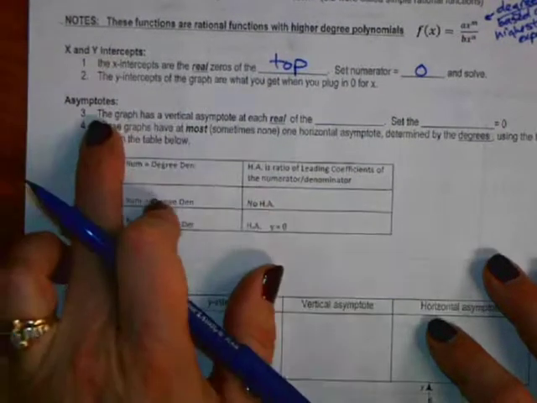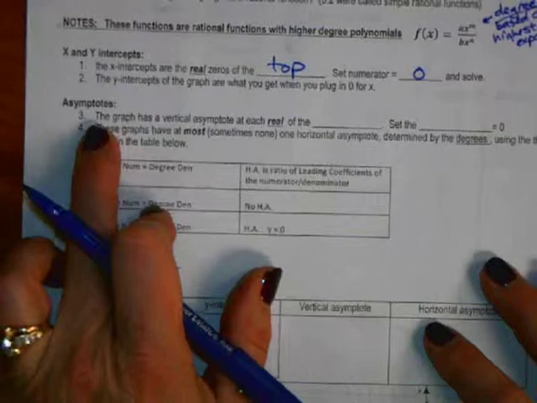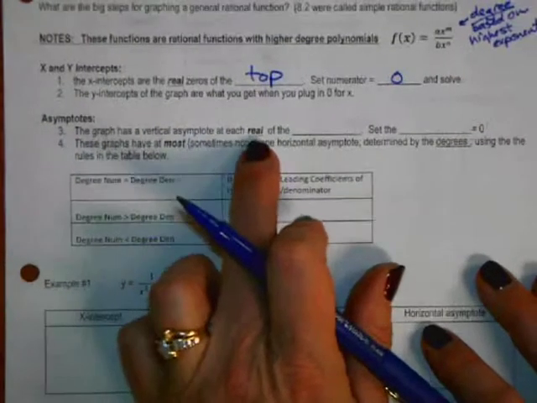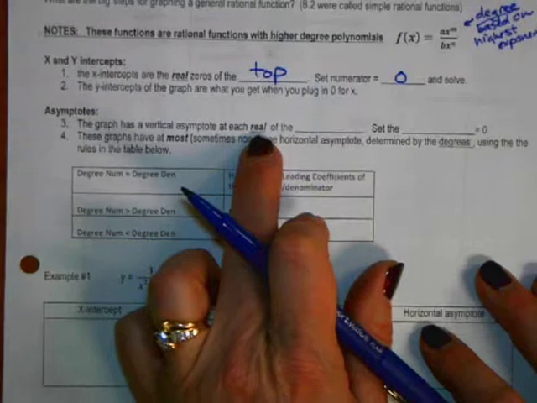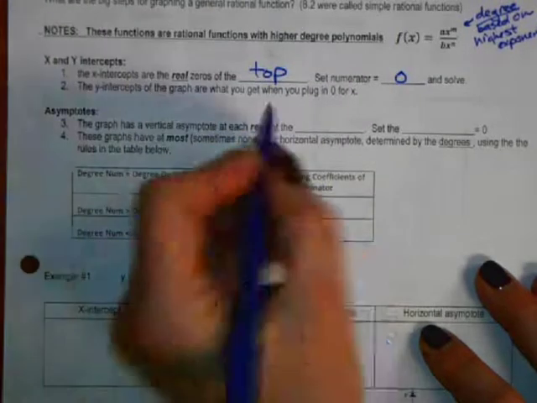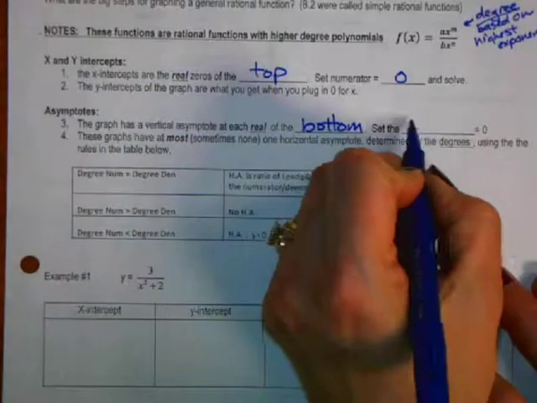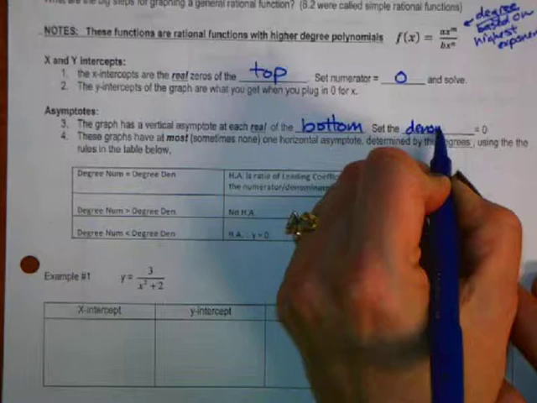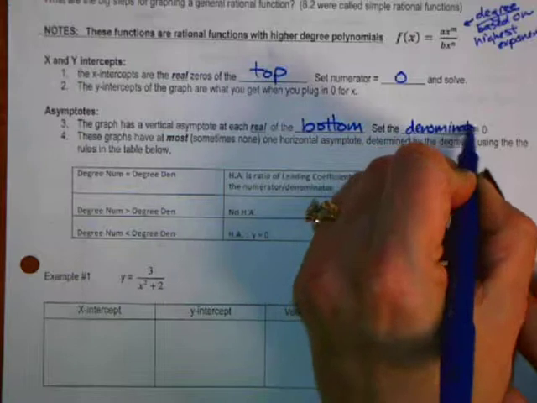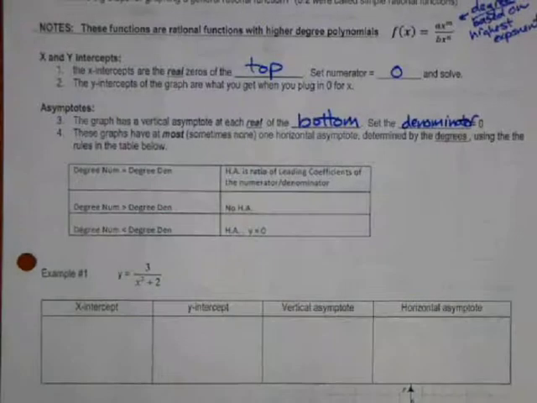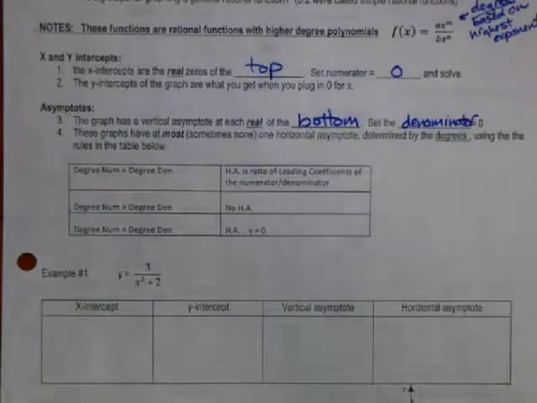So that's new. Now we're going to talk about the asymptotes. So basically the same thing. The graph has a vertical asymptote at each real solution of the bottom. You set the denominator equal to 0, just like before. You're finding out what makes that denominator 0. So that's the same, a vertical asymptote, whatever x can't be.